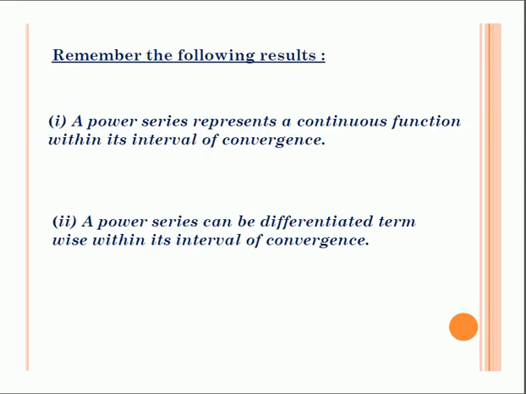So remember the following result. A power series represents a continuous function within the interval of convergence. You know from the lower standard level what the meaning of continuity of a function is and how to check it, so I will not explain it again here. So the function will be smooth everywhere. That means a power series represents a continuous function within its interval of convergence. Within the radius of convergence, the function will be continuous.